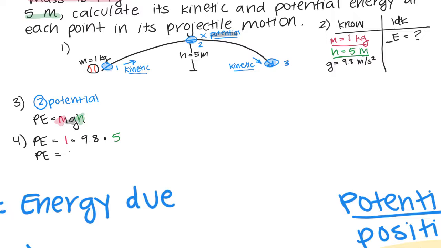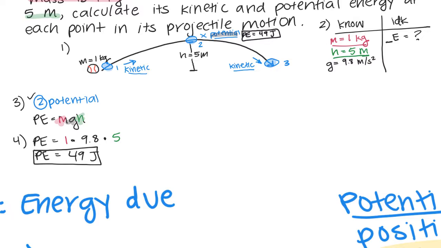Which is going to be 49 joules. So we know at position 2 in the baseball's motion, that potential energy is equal to, I'm going to write that right here, 49 joules. Put that in a box. All right, so we've solved for position 2.